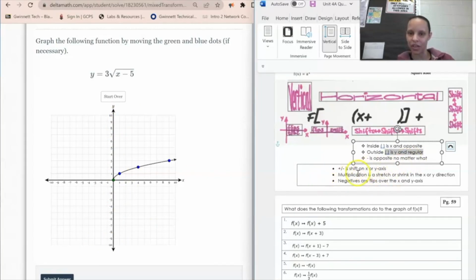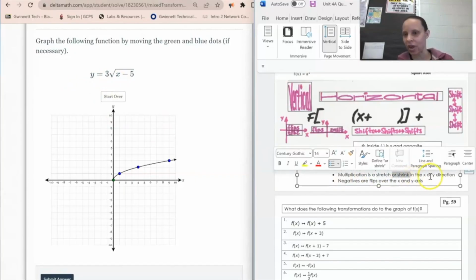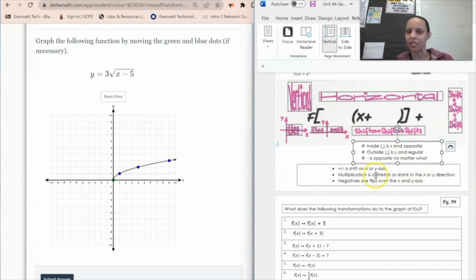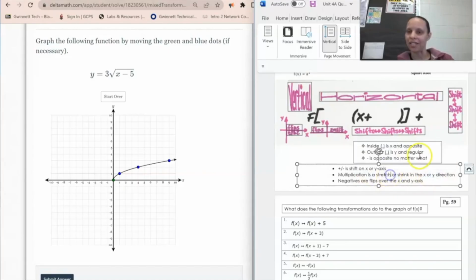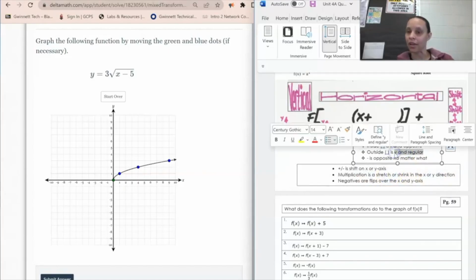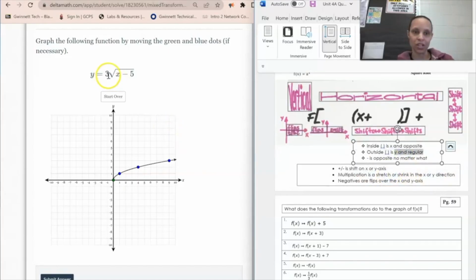Now you ask yourself the second question: whatever is outside, are you adding or subtracting it? No. Am I multiplying it? Yes. If I'm multiplying it, it is either a stretch if it's a whole number or a shrink if it's a fraction in the x or the y direction. Because I already know it's outside, it's y. So this is a stretch because it's a whole number in the y direction. And it is exactly what I think because it's y and regular. So it's going to stretch in the y direction by 3.